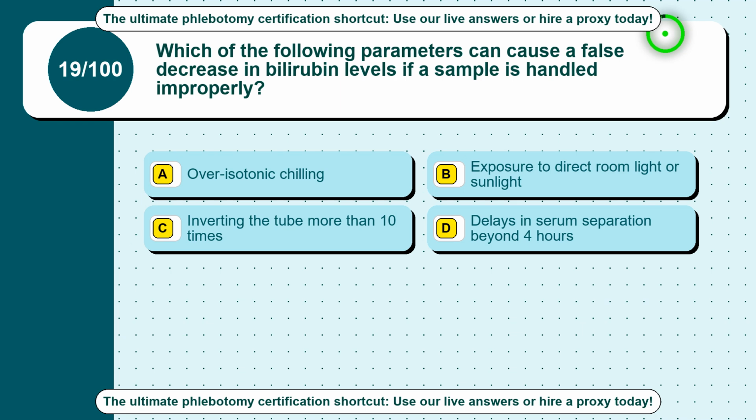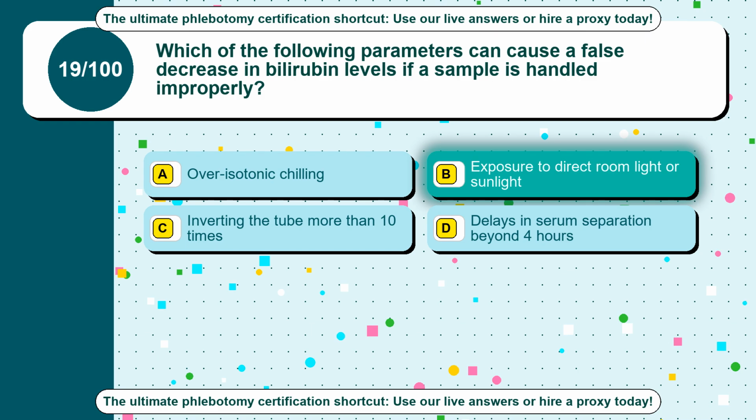Question 19. Which of the following parameters can cause a false decrease in bilirubin levels if a sample is handled improperly? Option A, over-isotonic chilling. Option B, exposure to direct room light or sunlight. Option C, inverting the tube more than 10 times. Option D, delays in serum separation beyond 4 hours.